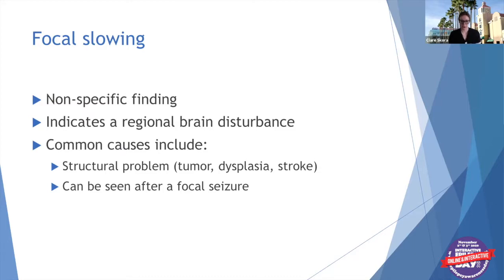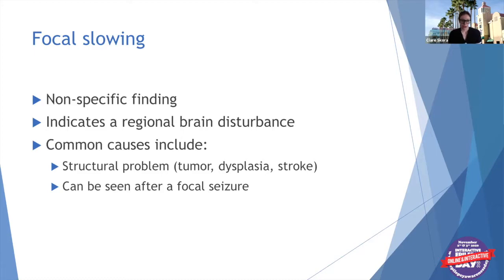So is there a tumor? Was there a stroke? A developmental abnormality that is basically impeding normal electrical signals, resulting in slowing over that area when detected on a scalp EEG. And we also can see focal slowing after a focal seizure, which I'll show you in a minute.